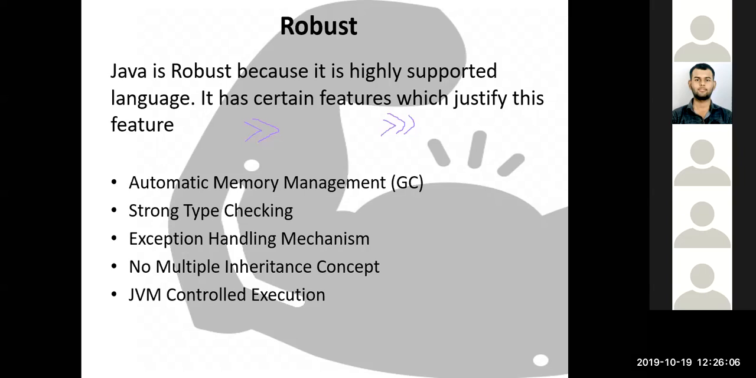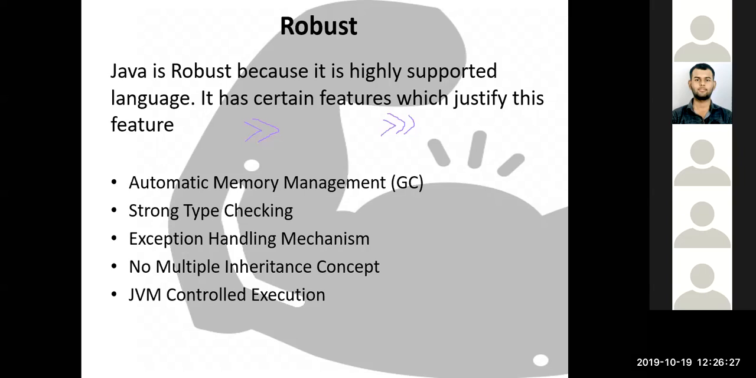So there are two types of exception handling in Java, that is compile time as well as runtime. Those we will be understanding at the time when we understand exception handling mechanisms. Okay.